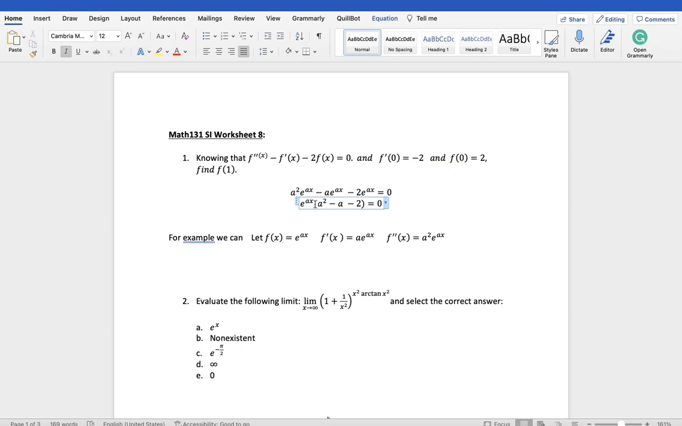So the only real thing that we can say can't be equal to 0 is a squared minus a minus 2. So that's what we have to solve, right? So we have to solve this quadratic equation, right? So now if you solve this quadratic equation quickly, give me the two values that a can have for this equation to be satisfied. So what's the first value of a? Positive 1 and negative 2.